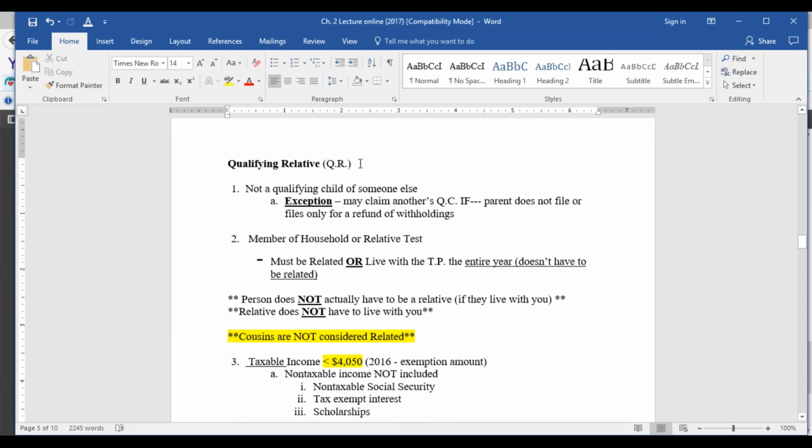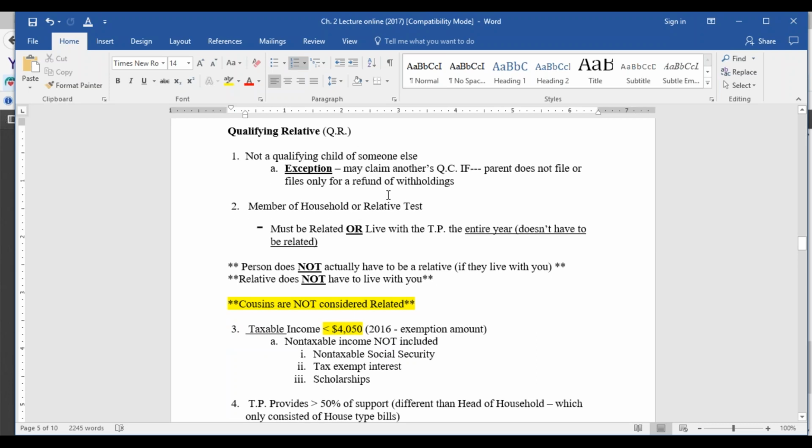The next part is the qualifying relative. So just because they're not a child doesn't mean you can't claim them as a dependent. If they fall under the qualifying relative, you still may be able to claim them. The first rule is they can't be a qualifying child of someone else. If they are considered a qualifying child, then you can't claim them. The only exception is you can claim them if the parent who could claim them doesn't file, or only files because they're getting a refund, but they weren't required to file.